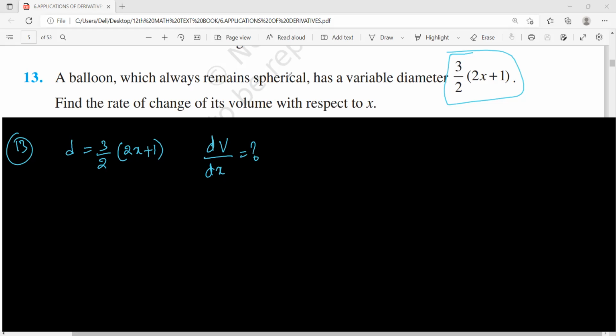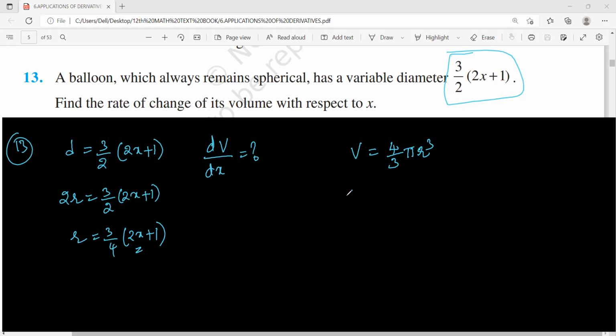So this is a sphere, right? With a variable diameter. So what is V? Volume is 4/3 pi r cube. So in this case, we take 4/3 pi r cube. What is D, the diameter? Diameter is 2r. So r is 3/4 times 2x plus 1. So this is the diameter, with respect to x.